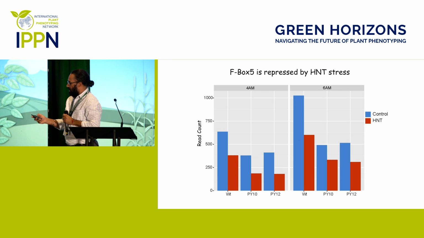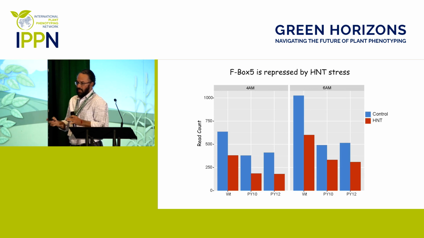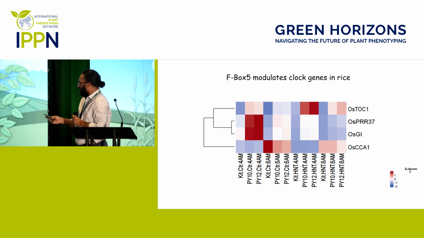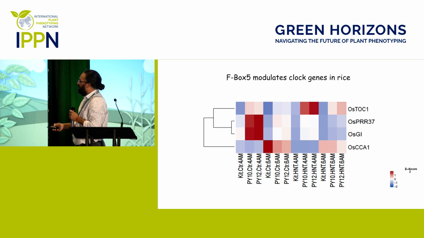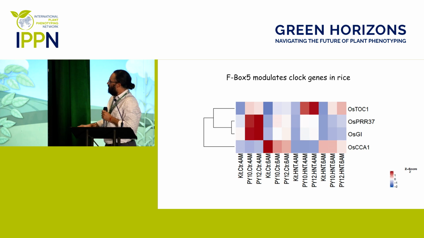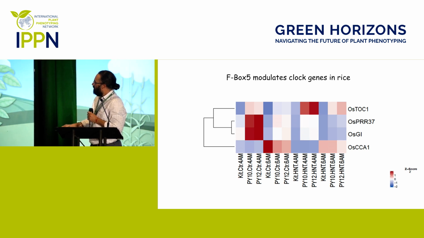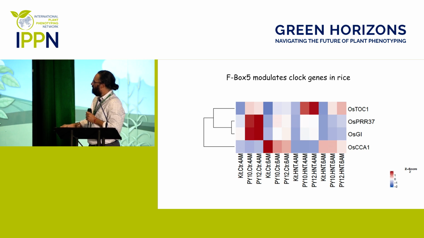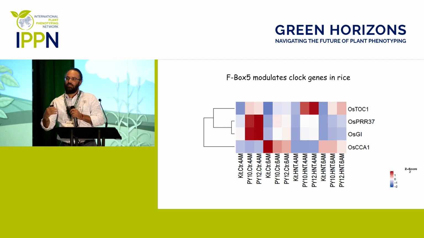So when we looked at the other genes in the genome through RNA sequencing, we found that some of the major clock regulating genes like TOC1 and PRR37, Gigantea, and another clock gene CCA1 are strongly disturbed by this mutation. So the first half is basically the wild type, and then you have the mutants at 4 a.m., and then you have the wild type again at 6 a.m. and the mutants. But at 4 a.m. especially, these 2 genes are sort of central for how the plants know that it's daytime versus nighttime.